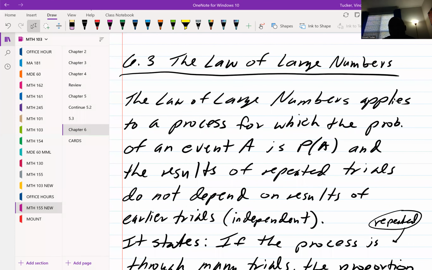So the law of large numbers applies to a process for which the probability of an event A is P of A, and the results of the repeated trials do not depend on results of earlier trials. So in other words, they're independent.